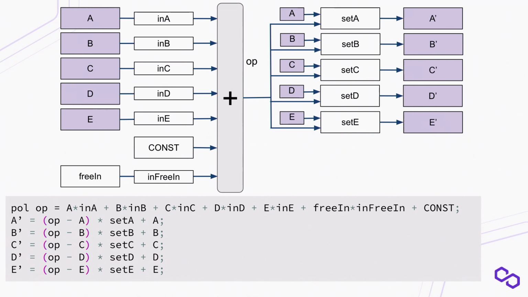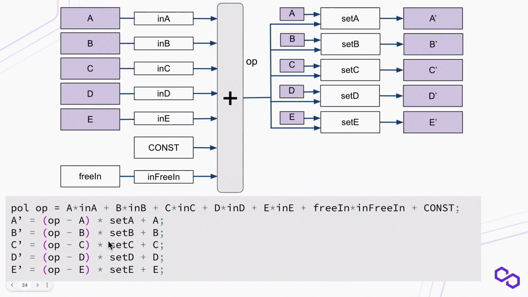We can encode that all together to a single value, but we already have it in multiple polynomials. So in each step, we have an instruction that we want to execute. The instruction may include, for example, moving A to B. That would be the inA polynomial at this step would be 1, the others in B's would be 0, and then the setE would be 1, and the others would be 0.